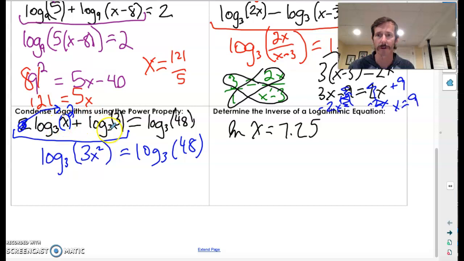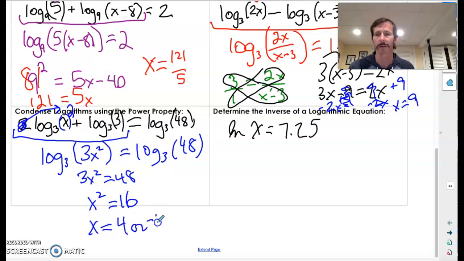I'm adding two logs of the same base, so I can write them as a single log, and I can use the multiplication property. And now I have log base 3 and log base 3, the same exact log on both sides, which means that 3x squared has to equal 48. Divide both sides by 3. I get 16. Take a square root. And we have to be careful because that could be 4 or negative 4.